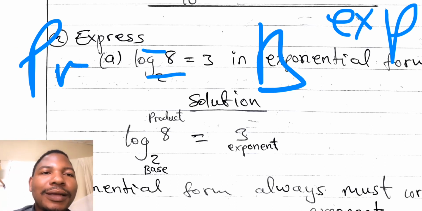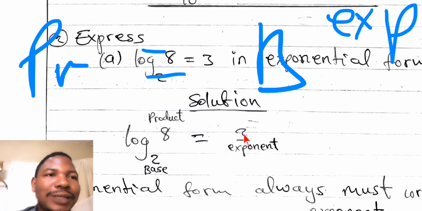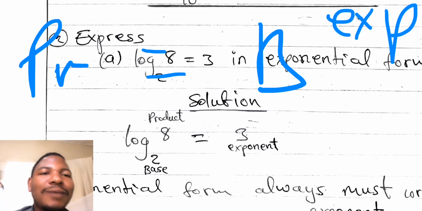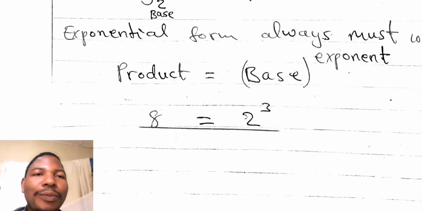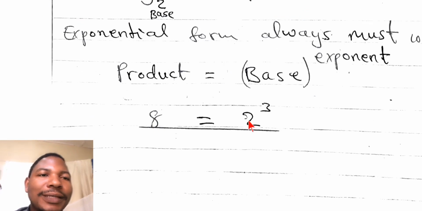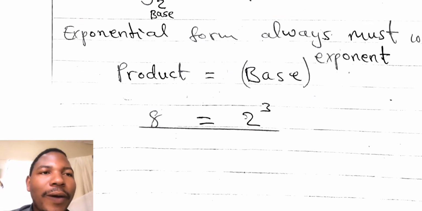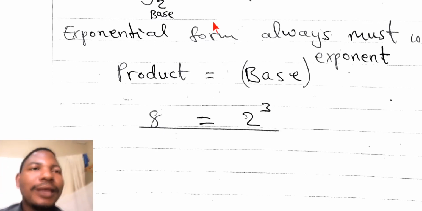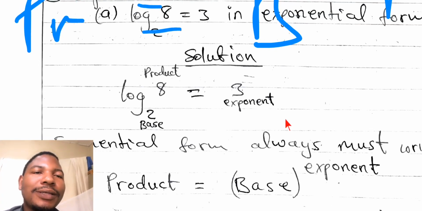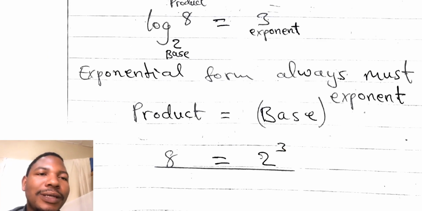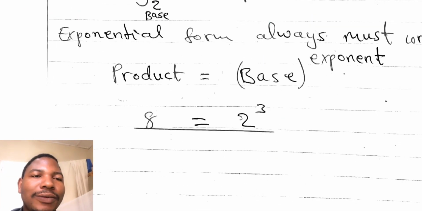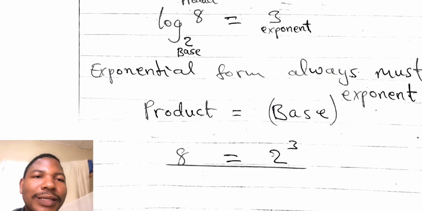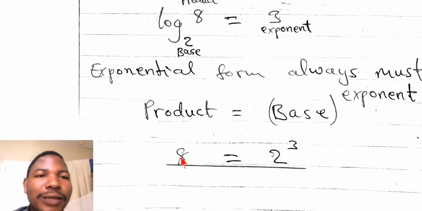What is the product? My product here is 8. So 8 will be equal to the base. What is the base? The base is 2. Then the exponent. What is the exponent? The exponent is 3. So 2 exponent 3, something like this. So now our product 8 is equal to the base 2, and our exponent there is 3. As you see, this one is the exponent, that's why it is supposed to be 3 here. This 2 is the base, that's why we write the base 2 here. And this 8 is the product, that's why it is supposed to be written here.